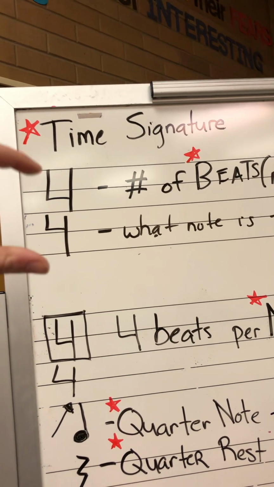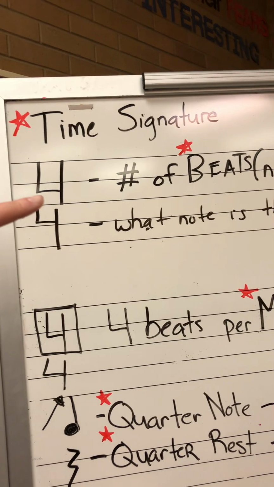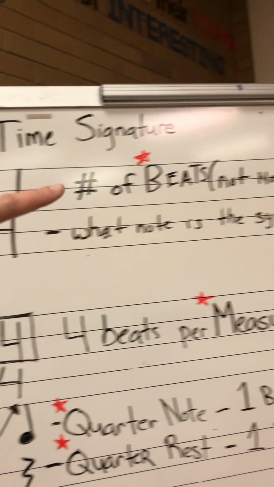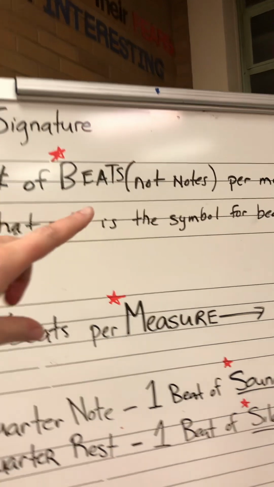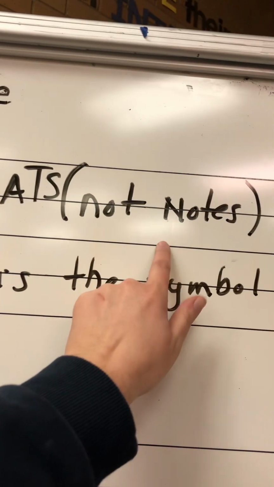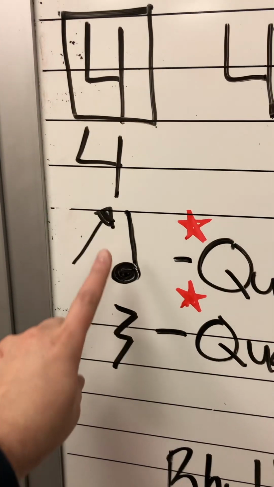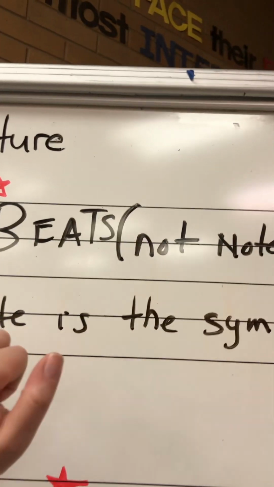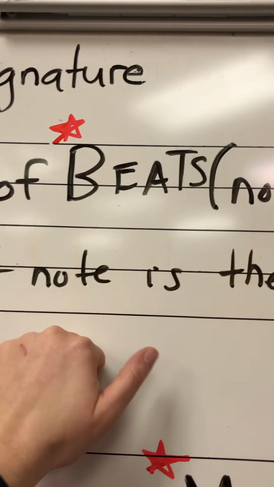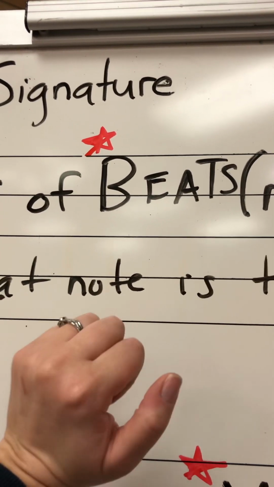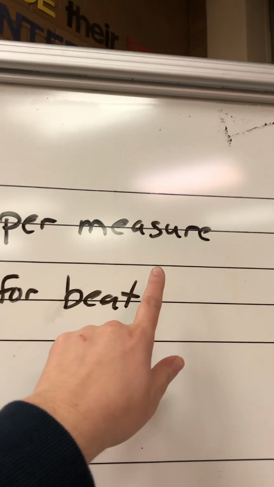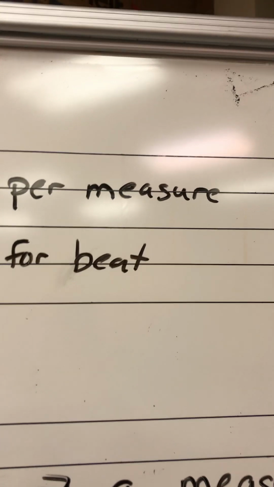This gives you a lot of information, but the most important one that you need to pay attention to first is this top number. It tells you the number of beats. It's really important that you don't think notes. These things down here, these are types of notes. So it's the number of beats, which is like when you're listening to a piece of music, you feel beat, beat, beat, beat, that's a beat. So it's a number of beats per measure. And you're like, Hatch, what's a flippin' measure?